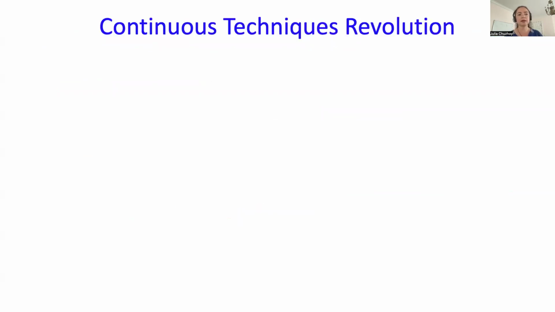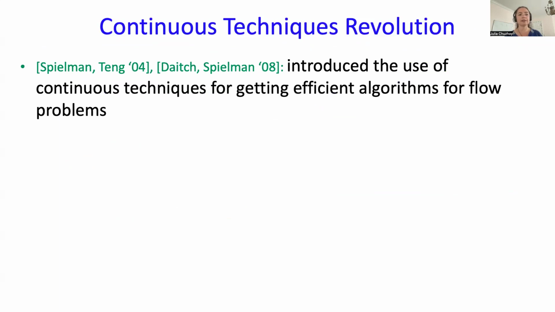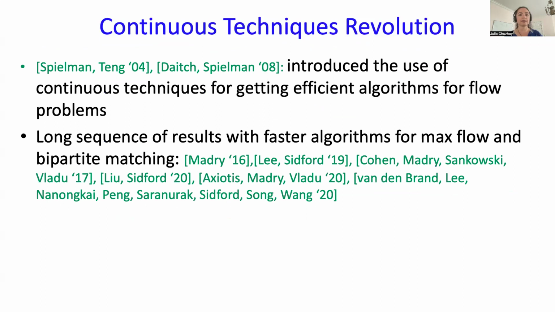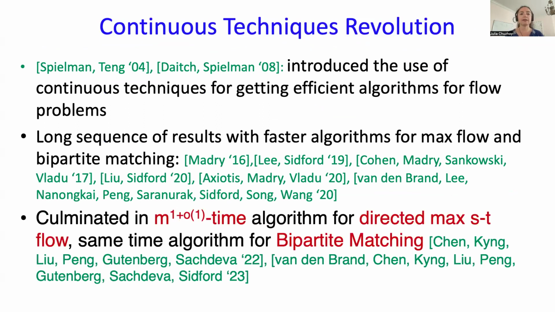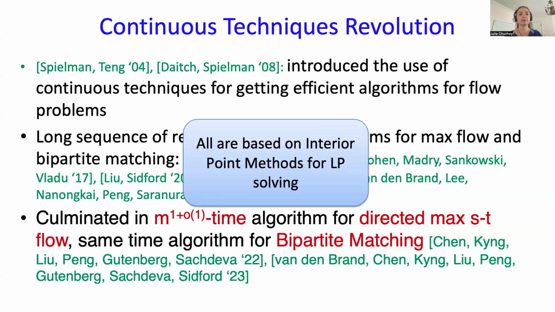And more recently, a new paradigm emerged that really revolutionized this whole field. And this paradigm is the use of continuous techniques in order to solve flow and related problems. And this has led to a really long line of spectacular results that recently culminated with this almost linear time algorithm for directed maximum ST flow, in fact, even for the more general min cost flow. And obviously, these algorithms also get the same running time for bipartite matching. What is common to all of these algorithms is that all of them rely on continuous techniques, and in particular on interior point methods for solving linear programs.